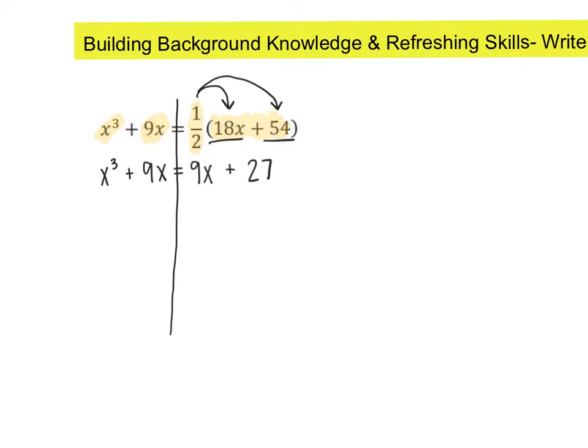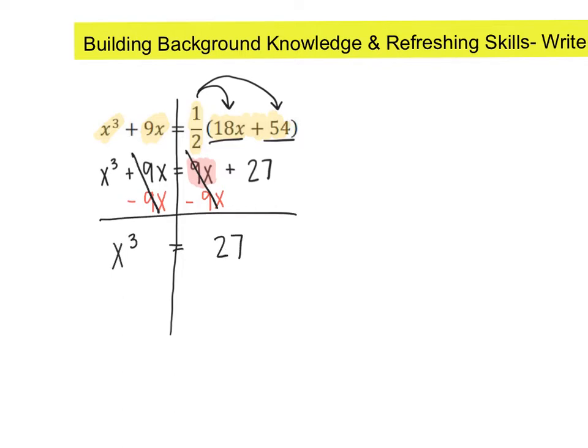All right, from there, I'm trying to get my x's by themselves, so I want them together. There's this 9x on this side, so I'm going to move it to the other side. The opposite of plus 9x is minus 9x, and I have to do it to both sides. On the left side, my 9x's cancel, and on the right side, my 9x's cancel, and so I'm left with x to the 3rd power equals 27.